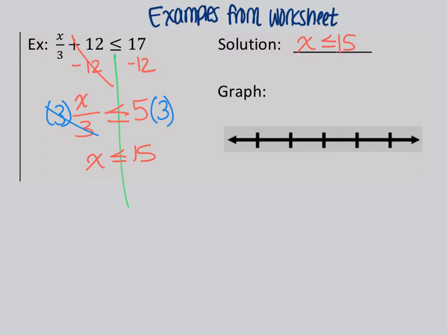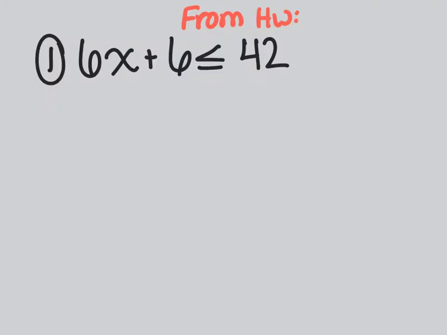And finally, I need to put that on my graph. And so I'm going to put 15 in the middle, and then I'm going to go 16, 17, and then I'm going to flip and go backwards, 14, 13. And my boundary point here is at 15. It's a closed circle because 15 is a solution, right? 15 is less than or equal to 15. And then all the numbers less than 15 are going to be those going to the left. So my arrow on this one goes towards the left.